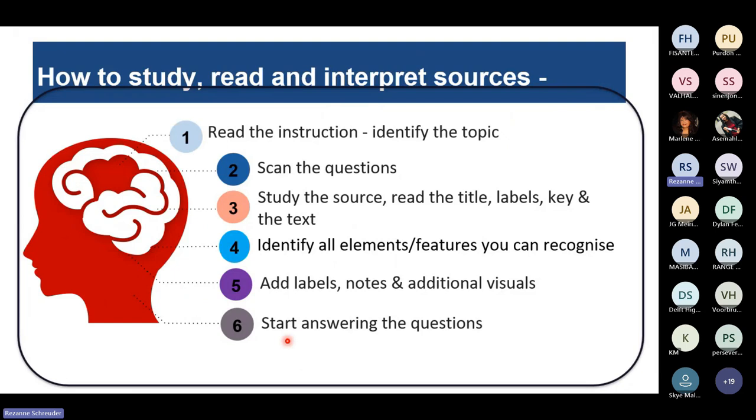Now, Grade 12s, recently, the question is not just question two. It's question two, and it says geomorphology. Question 2.1, short questions, 2.2, short questions, and then 2.3. For example, they will say question 2.3, river capture. So you know that the questions will link with the topic of river capture. Study the source, read the title, the labels, the key, as well as the text. Identify all the elements or features that you can recognize, and then add labels and notes and additional visuals. And only then you start answering your questions.